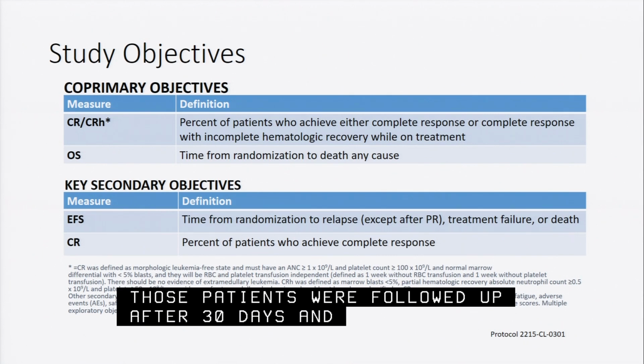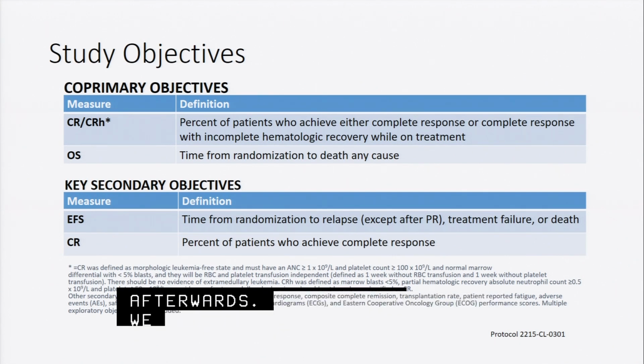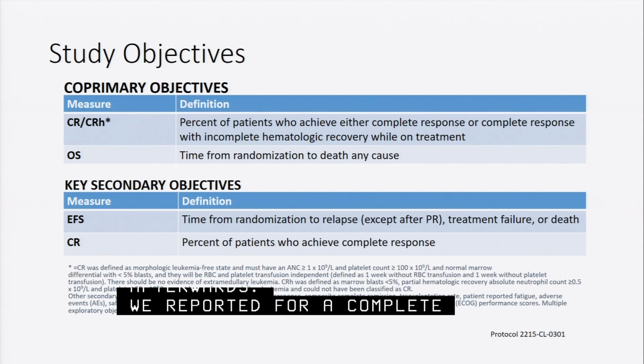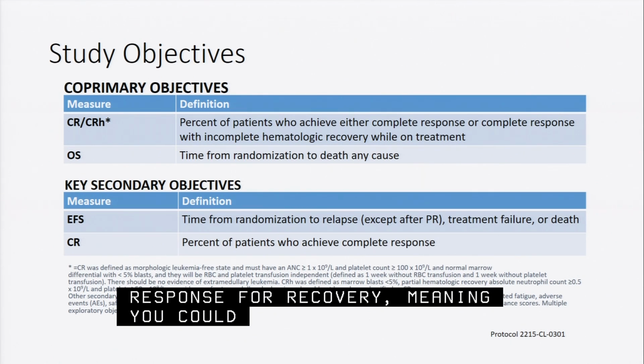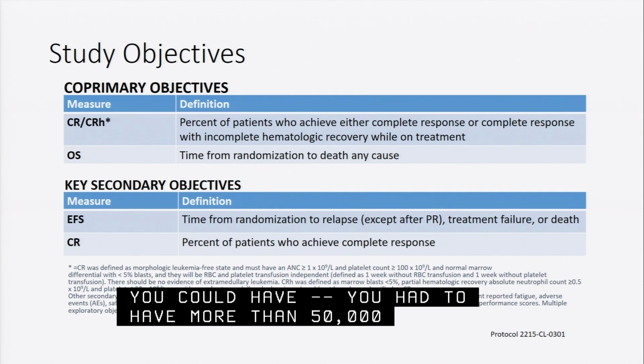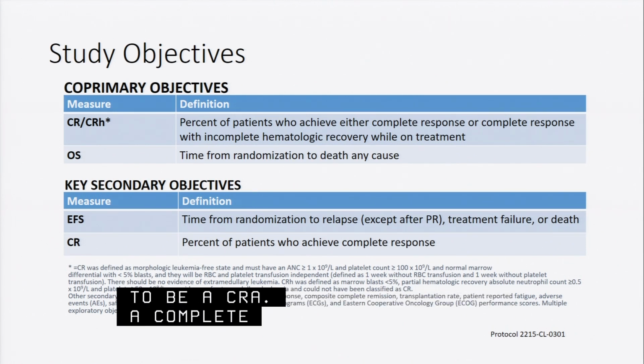Study objectives. During the initial readout, we reported out on CR and CRh, which is complete response or complete response with incomplete hematologic recovery, meaning that you had to have more than 50,000 platelets and more than 500 neutrophils to be a CRh. A good way to remember that is I always think of it as CR half, because a complete response would be greater than 100,000 platelets and greater than 1,000 neutrophils.